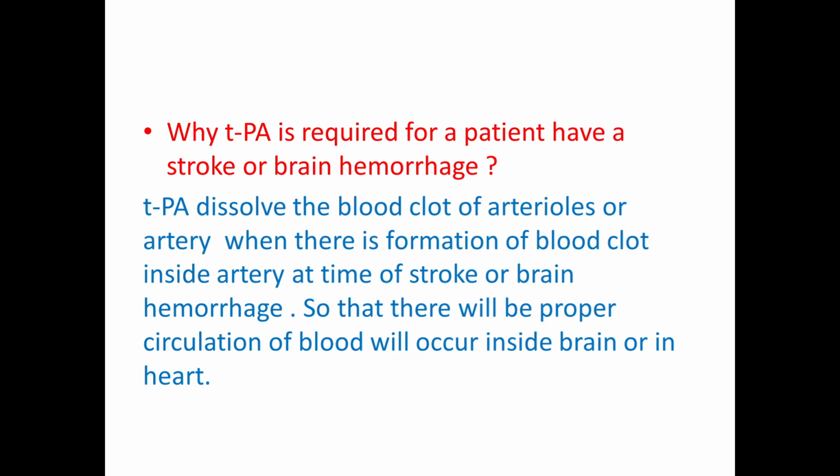Why is TPA required for a patient having a stroke or brain hemorrhage? The main function of TPA is just to dissolve the blood clot of arterioles or arteries, when there is a formation of a blood clot inside the artery at the time of a stroke or brain hemorrhage or at the time of an accident. So there will be proper circulation of blood inside the brain or in the heart.